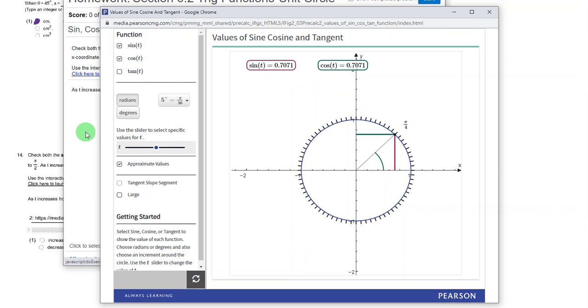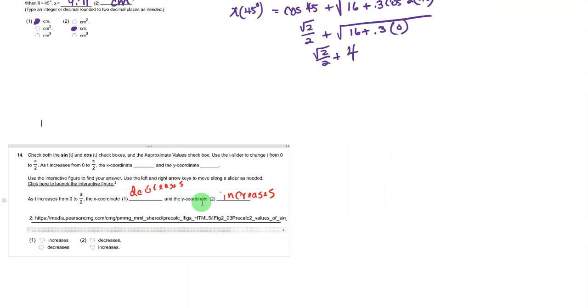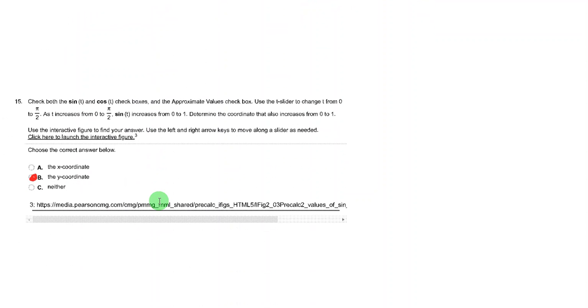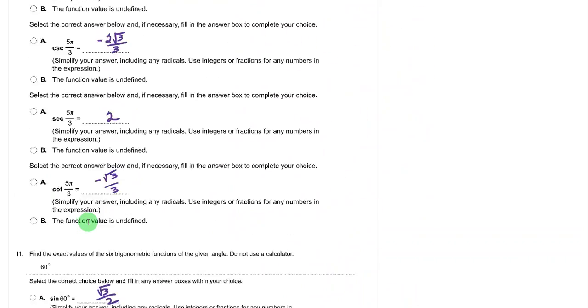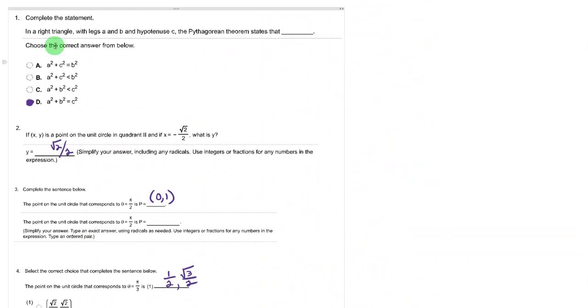All right, so let's see how that question works over here. So the x coordinate, the cosine was decreasing, and the y coordinate was increasing. The sine was increasing, the cosine was decreasing. And then you can do the same thing with this one, and it's saying to determine the coordinate that also increases from 0 to 1. So check that out, and you should be able to use that interactive figure and come up with that. So I think that gets us started on the unit circle and beginning to think about the different functions on the circle and how that works.